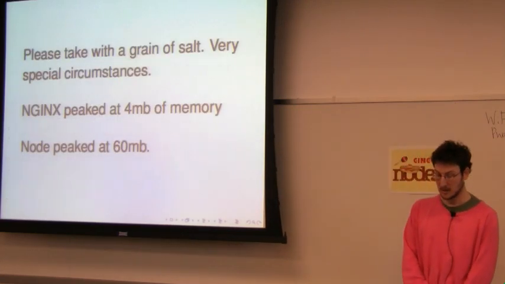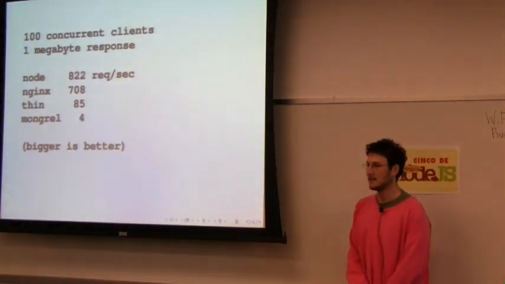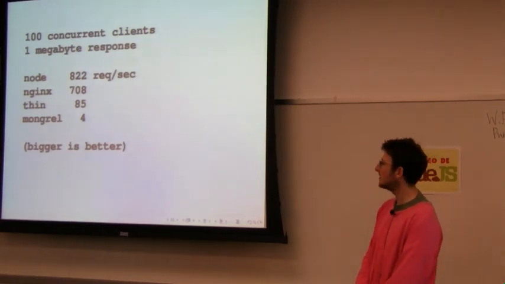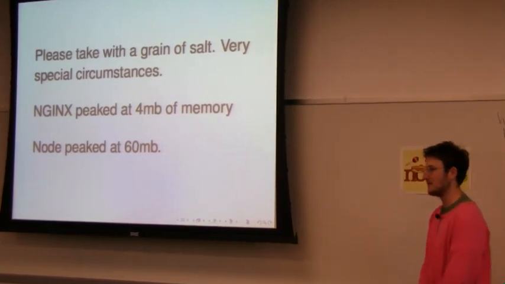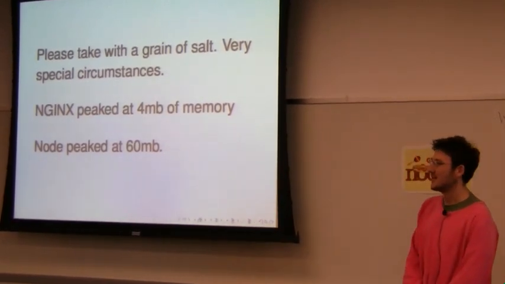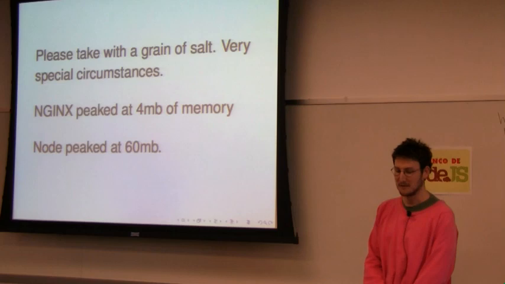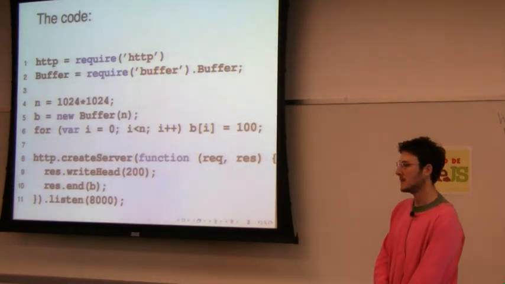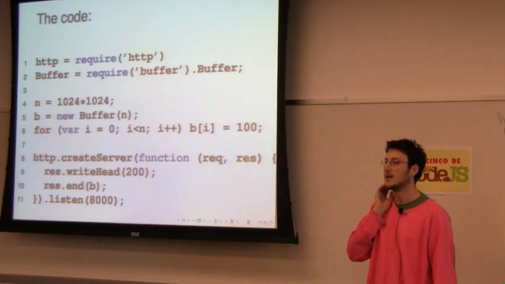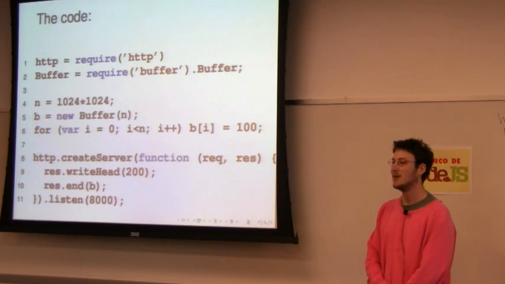Okay, so some stupid code, but it's really fast, like really, really fast, right? I want you to take this with some grain of salt. The Nginx process was using 4 megabytes of memory, and Node was using 60 megabytes of memory. And this is a pretty specialized program where you're writing out just one chunk of memory all the time. Nginx was serving a 1 megabyte file, so it was probably doing some file system polling. There was probably a lot more going on there.